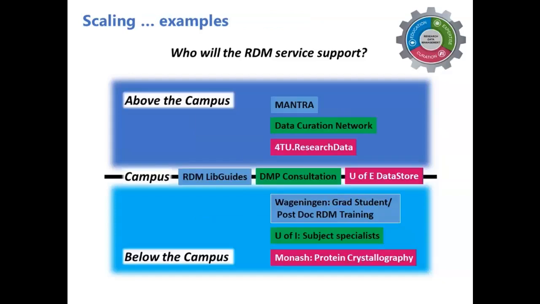So let me try to make this point a little more concrete with some examples from our case study partners. For each scaling benchmark, I include one example from each of the service categories in our RDM service framework: education, expertise, and curation. Beginning with campus scale services in the middle, a good example for education services is RDM LibGuides, since they're typically intended as a general resource for campus researchers looking for RDM-related information.